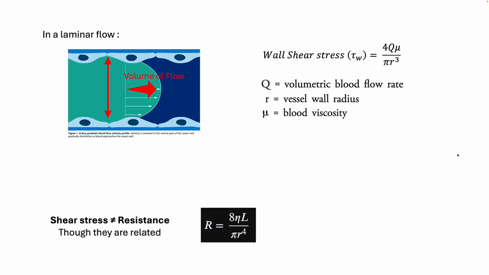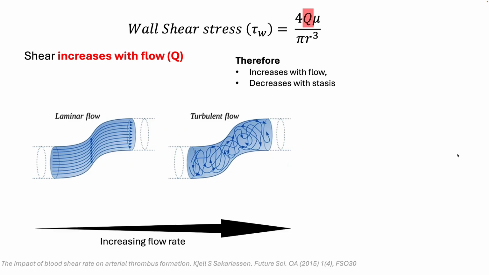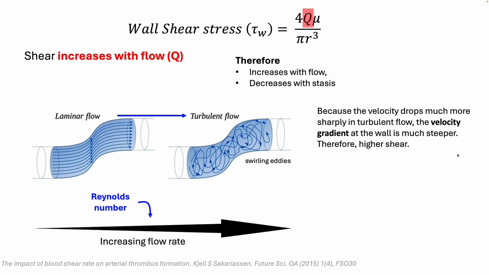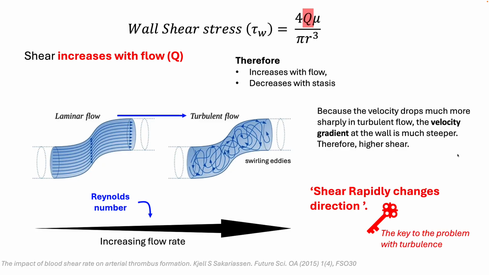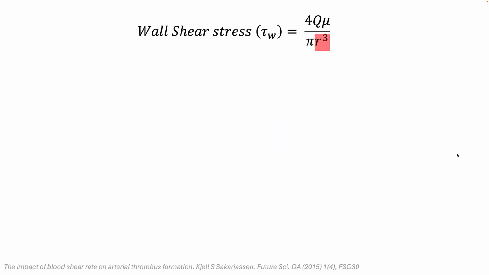Shear stress and resistance have similar looking formulas, but they are not the same. Wall shear stress increases with flow and decreases with stasis. However, if you keep on increasing the flow, a point is going to come where the laminar flow will change into turbulent flow. Turbulent flow is important because the velocity drops much more sharply and the velocity gradient near the wall is much steeper. So turbulent flow gives rise to higher shear. However, this is not the main thing with turbulent flow. The main reason why turbulent flow causes issues in the human body is because the shear rapidly changes direction, and this is the key problem with the turbulence.